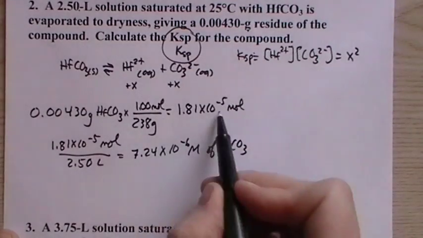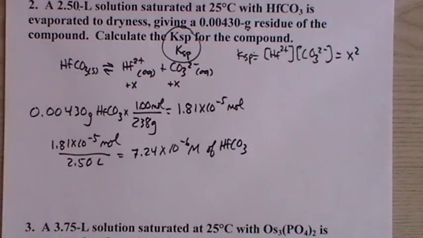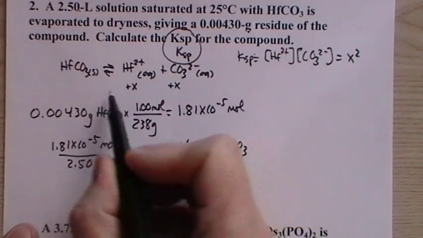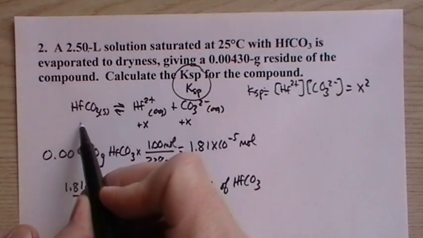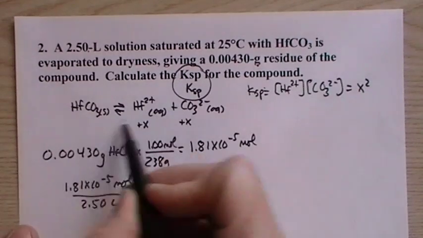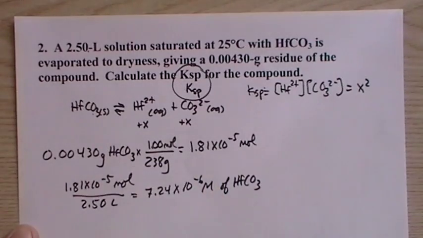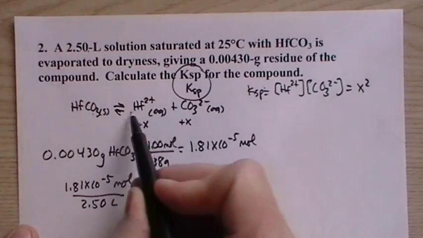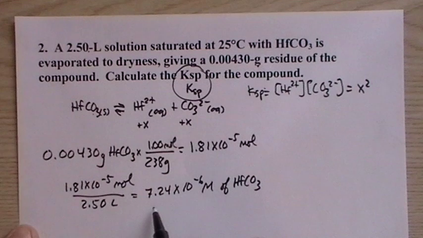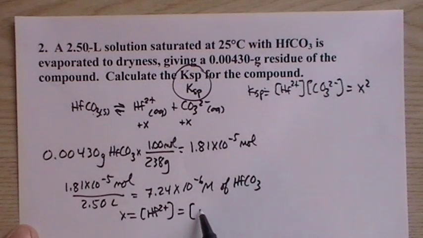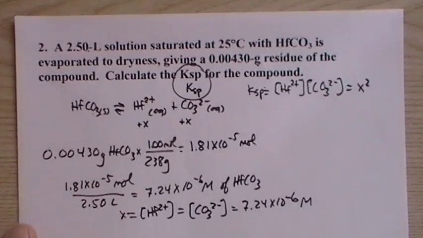in the solution. We figured out the moles of it divided by the original volume of the solution. Well, see, hafnium, even though we don't put minus X here, there is a ratio, a 1 to 1 to 1. So for every mole of hafnium carbonate that broke up, we created 1 mole of each of these. So that means that the concentration of the hafnium ion, each of them equal to X, is also equal to the concentration of the carbonate ion, which is equal to 7.24 times 10 to the minus 6 molar.